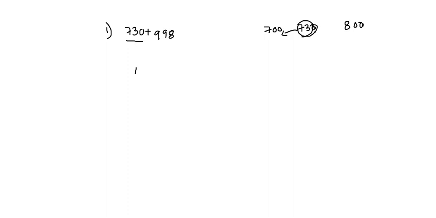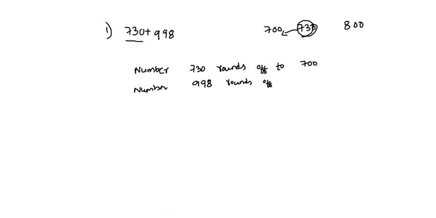Now the number 730 rounds off to 700. In the same way, the number 998 is very near to 1000, so we have to round it off to 1000. So 998 rounds off to 1000.